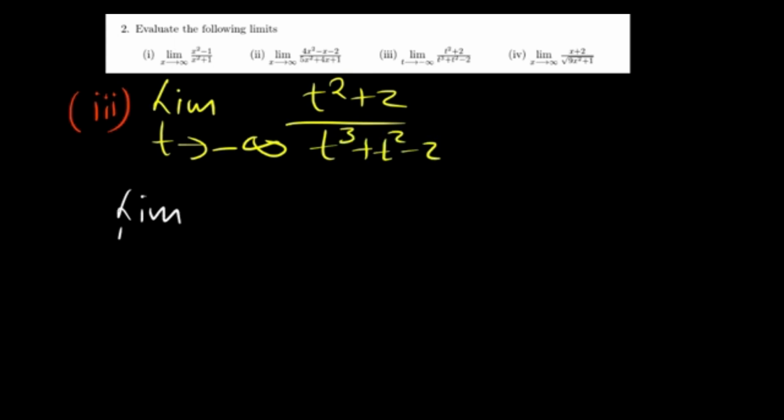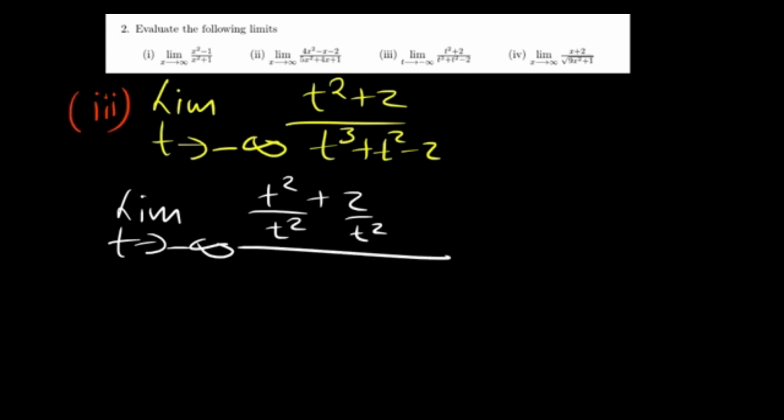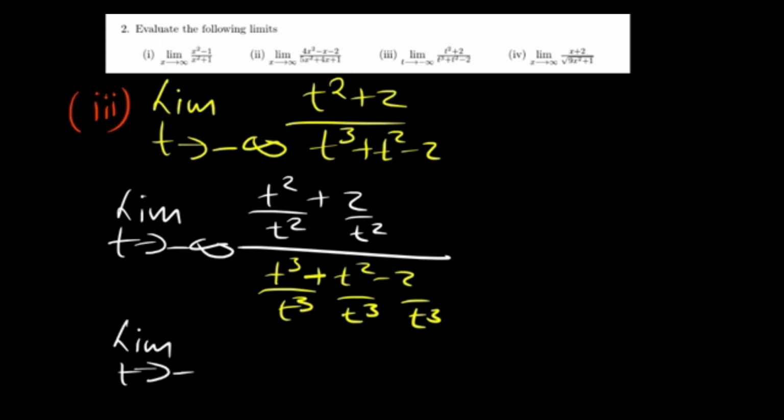The limit as t approaches negative infinity, we'll divide by the highest power on top, which is t squared itself. So it will be t squared plus 2, divided by t squared, and for the bottom we divide by the highest power, which is t to the power 3. So we have the limit as t approaches negative infinity.